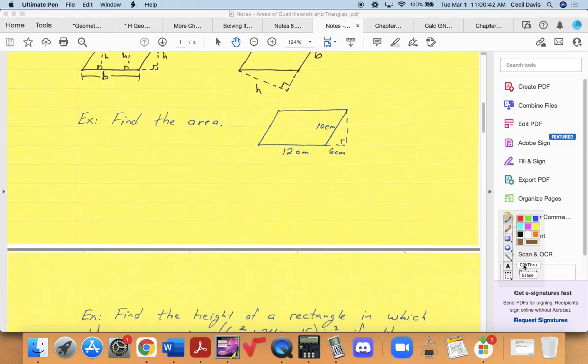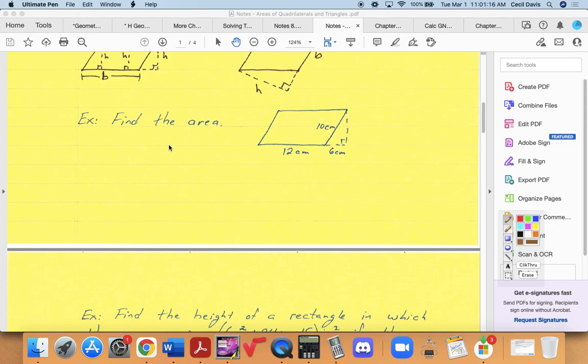Wait, what? Could H be the base? No. The base must be one of the sides of the parallelogram, but it can be any side. But it has to have a perpendicular thing? To use as the height, yes. So if you're going to find area, you can use any side you want, but you have to have something perpendicular to it to use as the height. But didn't you make up the height? I can draw it in. I didn't make it up.